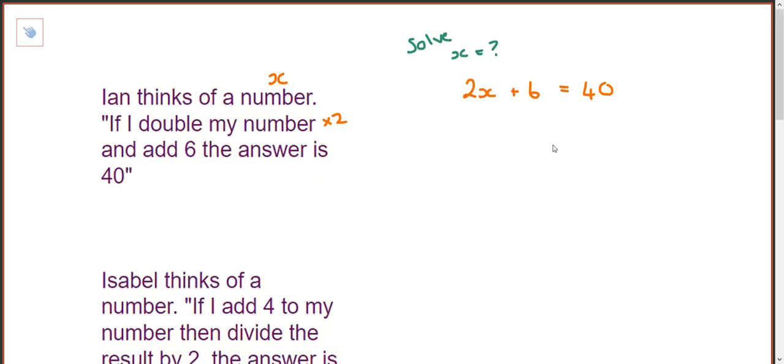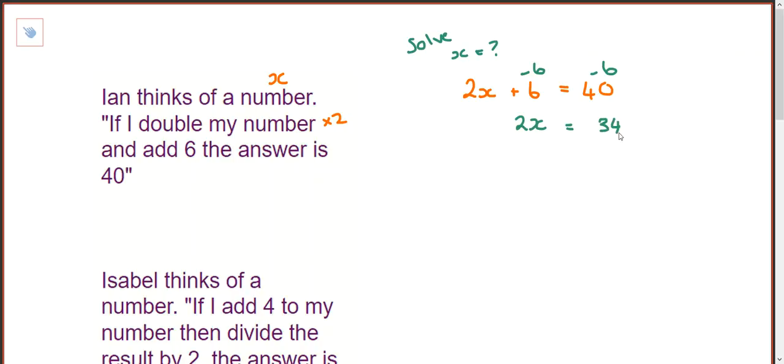Subtract 6. Okay, so over 2. I'm going to subtract the 6 from both sides. Okay, so we subtract the 6 from both sides, and I get left with 2x equals 34.